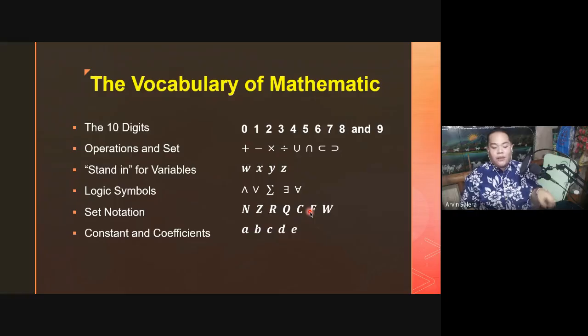Okay, W are whole numbers. Okay, we will go through this later in the vocabulary of mathematics. Next, the constants and coefficients. Constants and coefficients, by the way, are numbers, but they can also be letters. So those are called literal coefficients. Usually, the literal coefficients are A, B, C, D, and E.